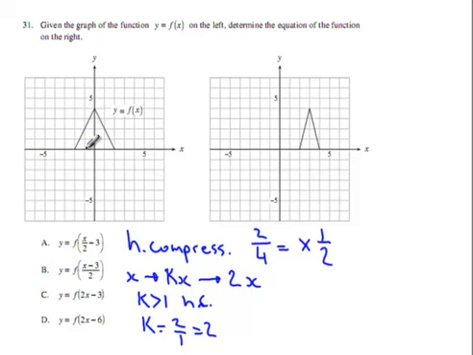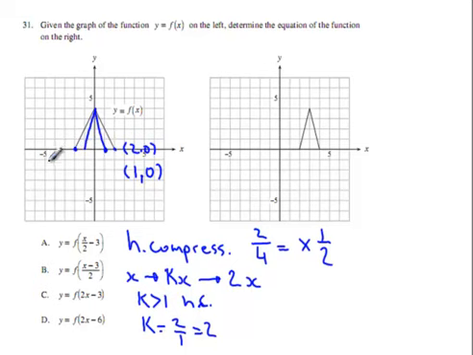If we draw our new function, it will go like this. Every point will be compressed horizontally by a factor of 1/2. So this is the point 2, 0. Being compressed, the x-coordinate will get multiplied by 1/2. The y-coordinate will remain unchanged. It becomes now the point 1, 0 right there.